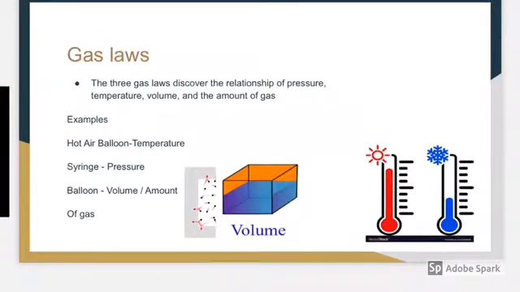Gas relationships are defined by the gas laws. Gas laws were made in the 17th century in order to discover the relationship of pressure, temperature, and volume in the amount of gas. Real-life examples include hot air balloons representing temperature, syringes representing pressure, and regular balloons representing volume and the amount of gas inside of it.